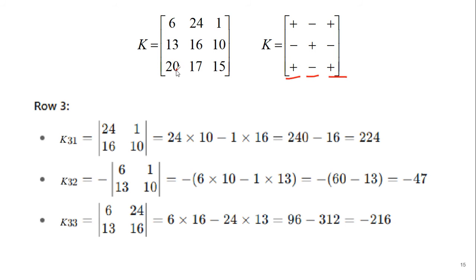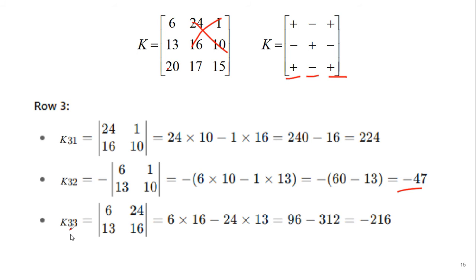So for row 3 we will skip the first one. So it is 24 10 minus 16 into 1. Then next we require to take the plus sign, so plus 24 1 16 10. Then next is the minus sign, and here we require to take the first and third, so we'll skip the second. So 6 1 13 and 10. So in this way we will get minus 47.